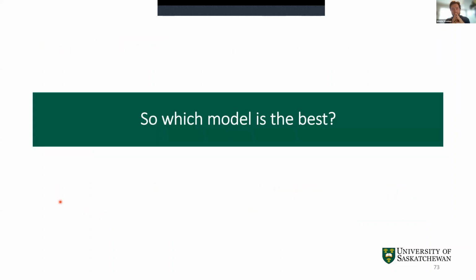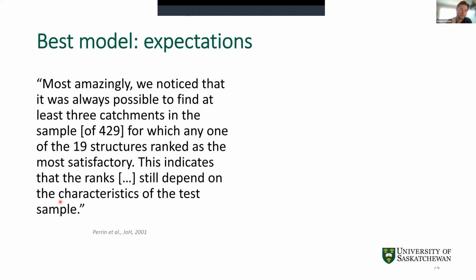And that leads us into the following. Okay, so if these models are different, but the number of parameters is not the main predictor, which one of them then is best? And again, back to Bren et al. And what they saw is that, most amazingly, you can at least find three catchments in their sample for which any one of the 19 model structures is one of the best. And this indicates that the ranks are still dependent on the characteristics of the test sample.